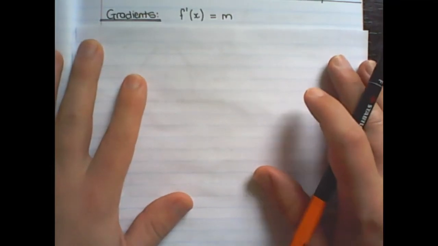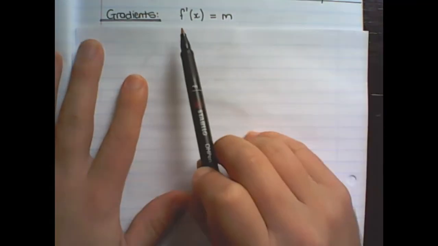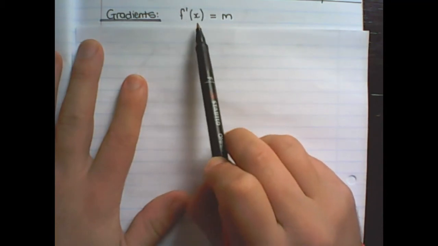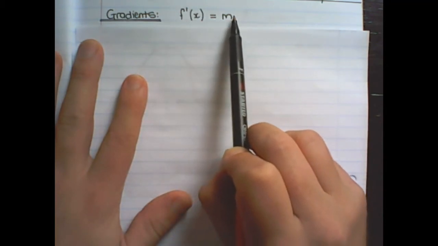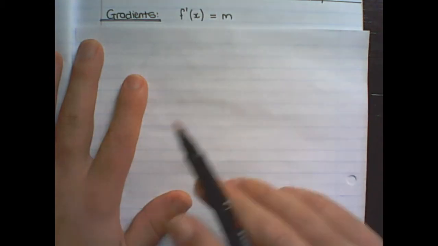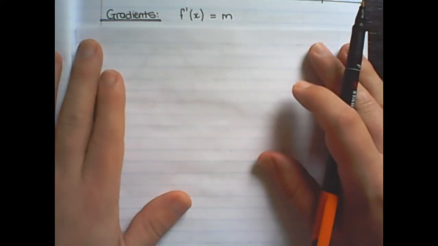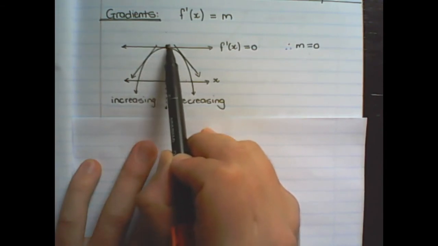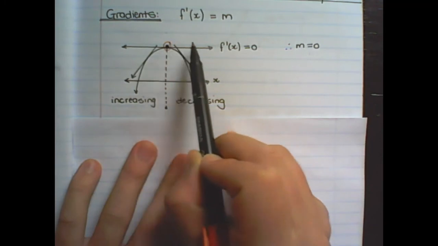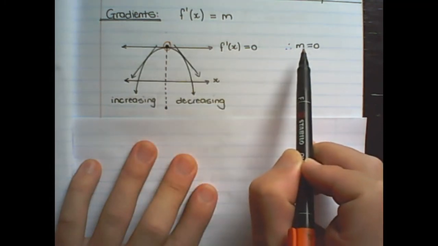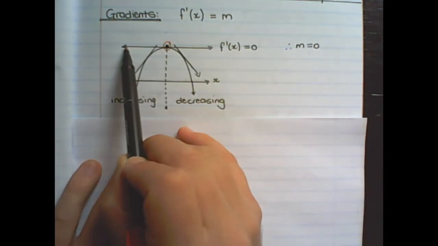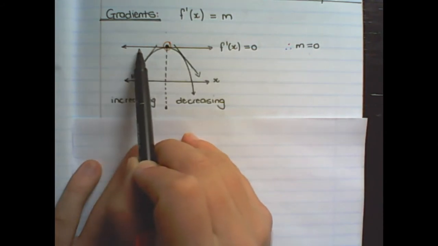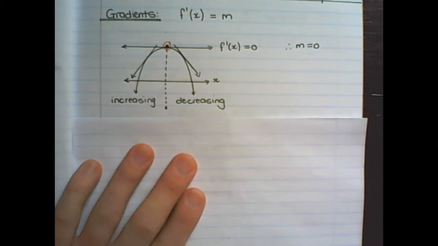Let us start by discussing gradients. So up until now, we have learned that the derivative of a function f(x) is a representation of the gradient at any point of x. If I look at the parabola, the gradient at the turning point is equal to 0. It is equal to 0 because at the turning point, the tangent line would be horizontal.